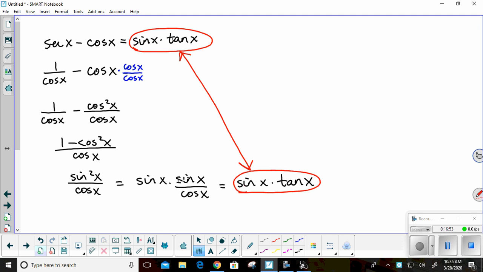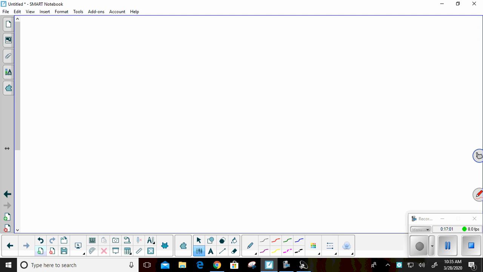Again, just a reminder, we're coming back to 18 in a minute. Number 20. Number 20, I have sine to the 4th theta minus cosine to the 4th theta equals sine squared theta minus cosine squared theta. The hint I'm going to give you on this one is difference of two squares. Remember your difference of two squares formula.